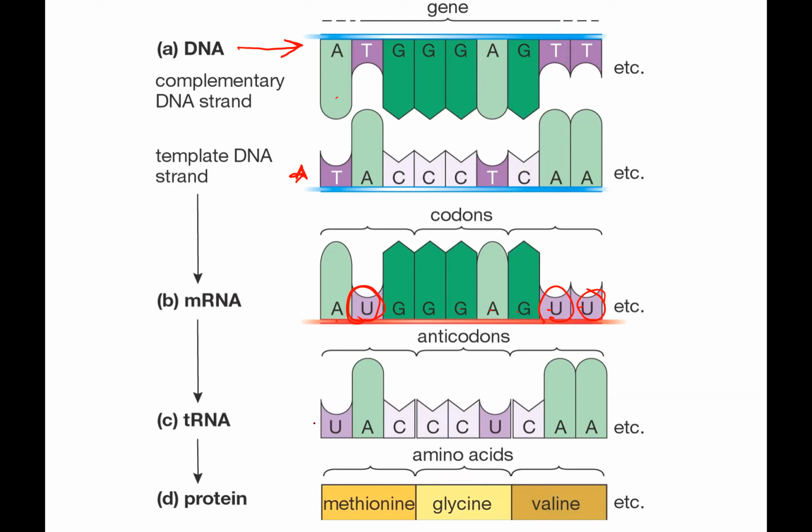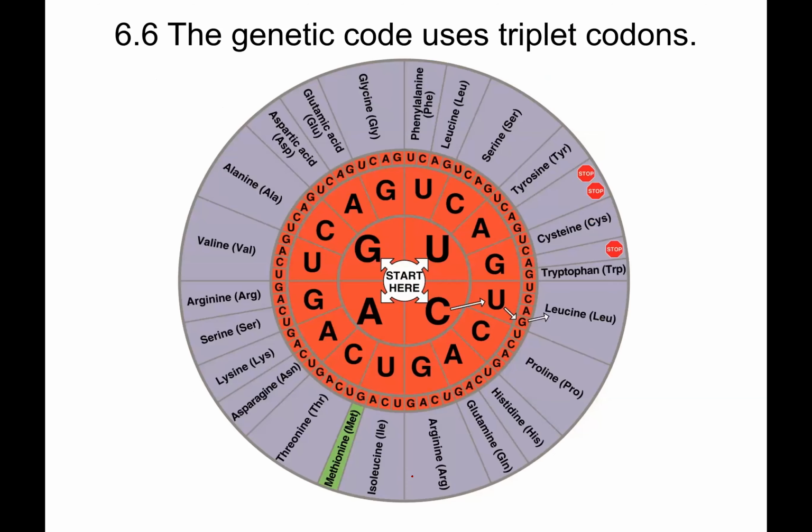tRNA is the complementary base pair to mRNA. So what would bind to adenine would be uracil. What would bind to uracil would be adenine, and so on. And then each set of 3 codes for an amino acid. That is your codon. Okay, so this illustration here shows you the different codon possibilities and the amino acids or stop sequence that they make.